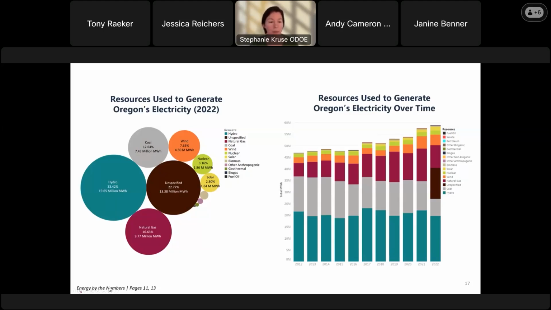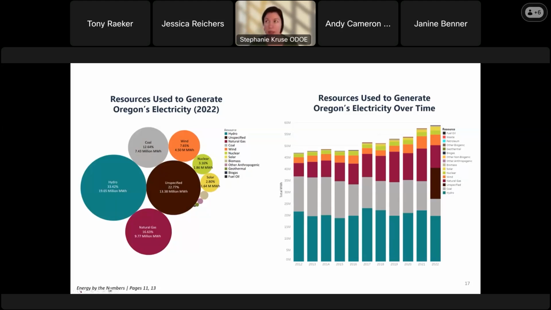The bar chart on the right shows how the resource mix has changed each year from 2012 to 2022. ODOE provides annual updates to this information on our electricity resource mix webpage, and we're looking to update it soon with the 2022 data.